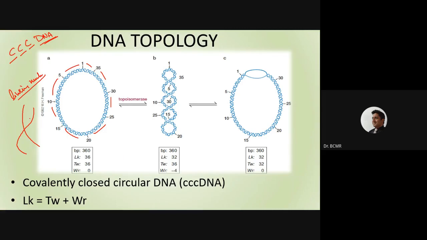Sorry, that is called twist. I made a mistake. That's called a twist. And when one double-stranded DNA molecule goes over itself like this, that is called writhe, which is represented as WR.